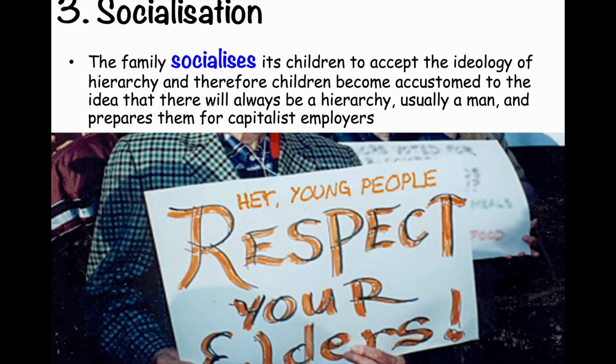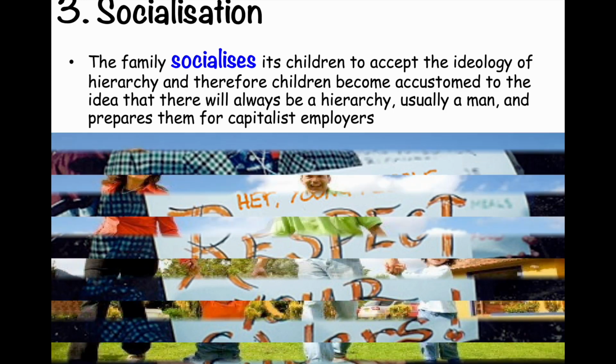Socialization. So it socializes children to accept ideology. For example, one of the ideologies that we're told to accept by the family is the idea of hierarchy. So there'll be someone at the top, there'll be someone at the bottom, and that prepares us for work. The one at the top is usually the man, the oldest man in the family. And maybe you could say that this theory is a little bit old-fashioned nowadays, and that's one of the ways in which you can evaluate it.